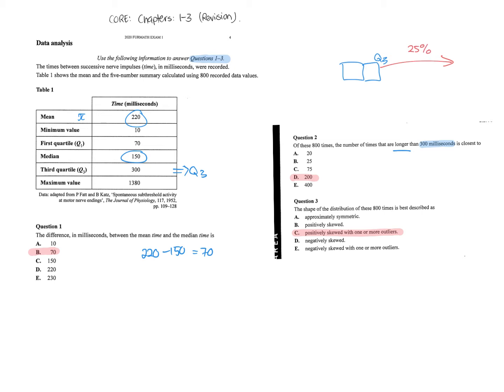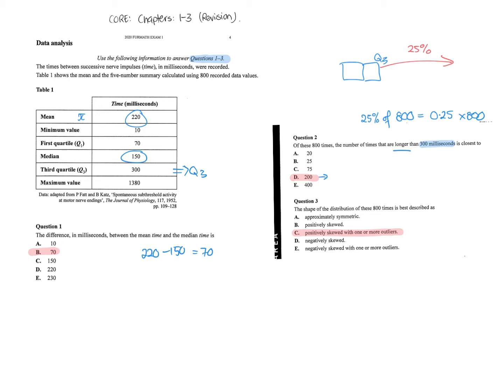So we pretty much have to say 25% of 800, and if you're working that on your calculator, you can just do 0.25 times 800, and we get 200.